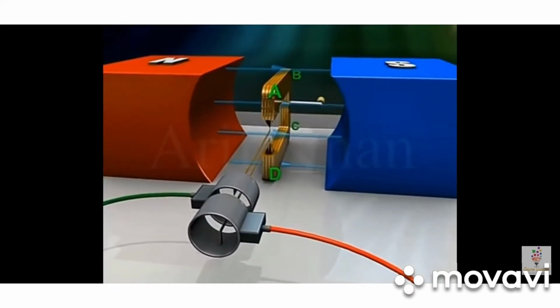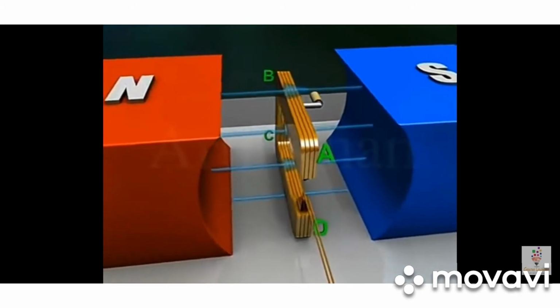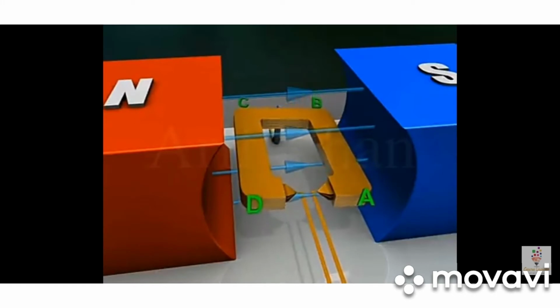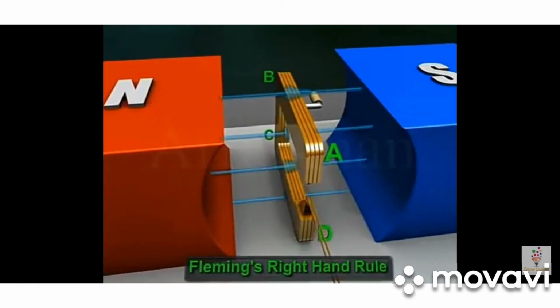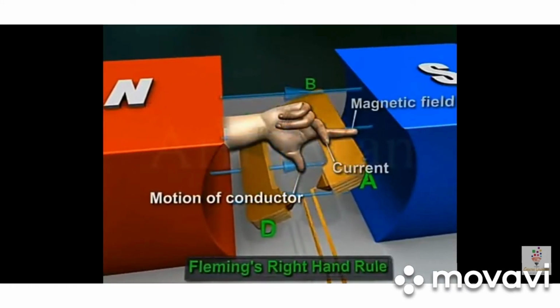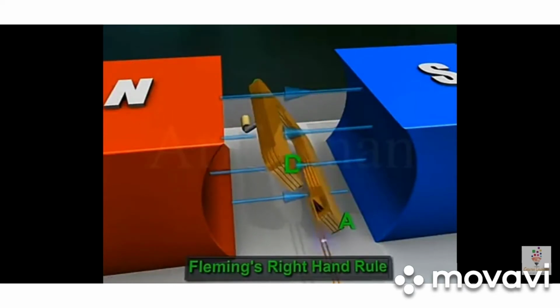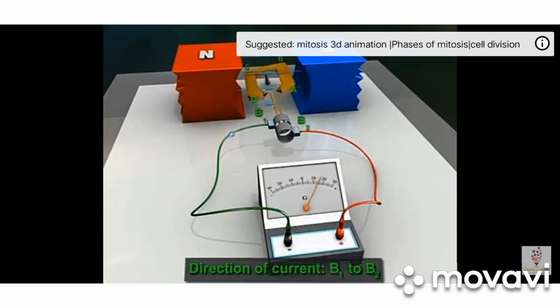Now, let us see how the direction of the current flows through the electric generator. Whenever AB is upwards and CD is downwards, then AB moves downwards and CD moves upwards. Whenever AB moves downwards, CD moves upwards, the current direction is DCBA. By using Fleming's right hand rule, the motion of the conductor indicates that in DCBA the current flows from B1 to B2. See, the current flows from B1 to B2.